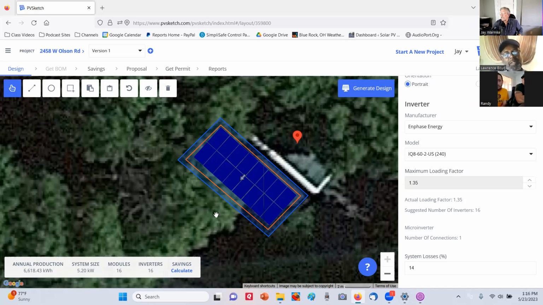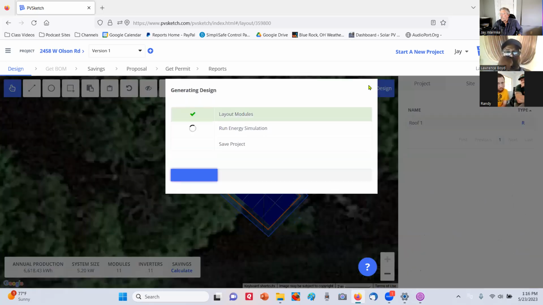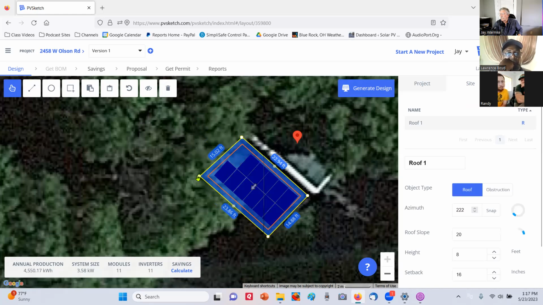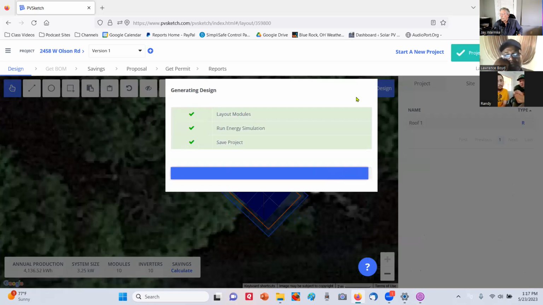All right, so let's adjust it. So we can adjust it here. I'm going to pull this back here. Maybe I made it just too long. So let's pull that back to there. Okay. And then we can regenerate the design. And now it's 11. Yeah. I think maybe 10 is a better idea. Yeah, I was thinking 8 or 10 just by my visual view of it.